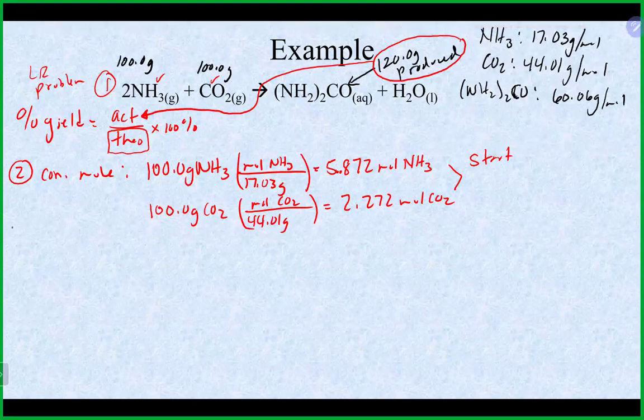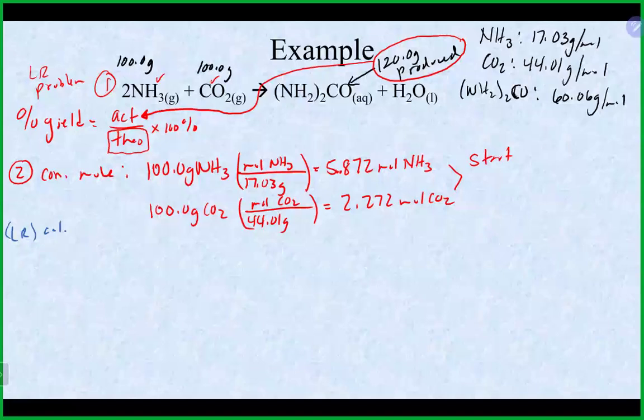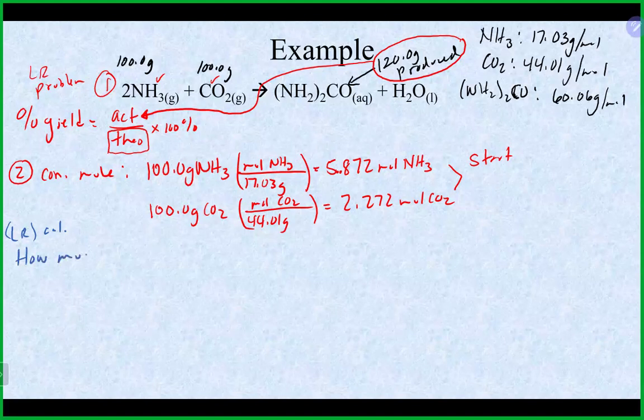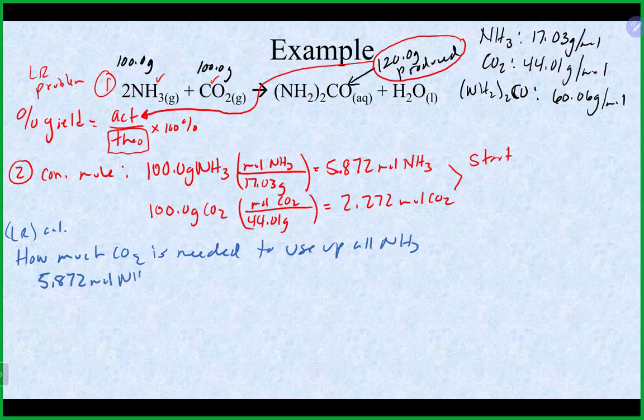So here, to figure out my limiting reagent, I'm going to figure out how much CO2 is needed to use up all the NH3. So starting with my NH3, which is 5.872 moles of NH3. Remember, I'm just going to do a simple little stoichiometry problem between our two reactants.